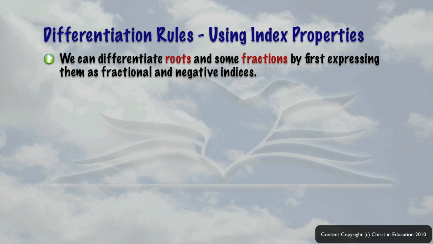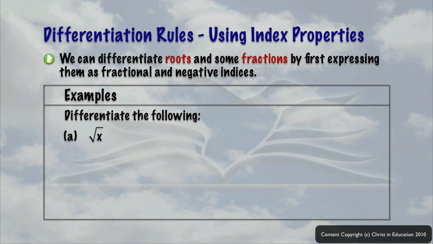Now we can differentiate roots and also some fractions by first expressing them as fractional and negative indices. Let's have a look. If I'm to differentiate the root of x, what would I do? Well, I'm going to first put that into the form x to the power of a half, because you know there's a little 2 out there which we don't write because it's a square root, and that just becomes x to the power of a half. Always get rid of your root signs and just turn it into an index value first. Very important.